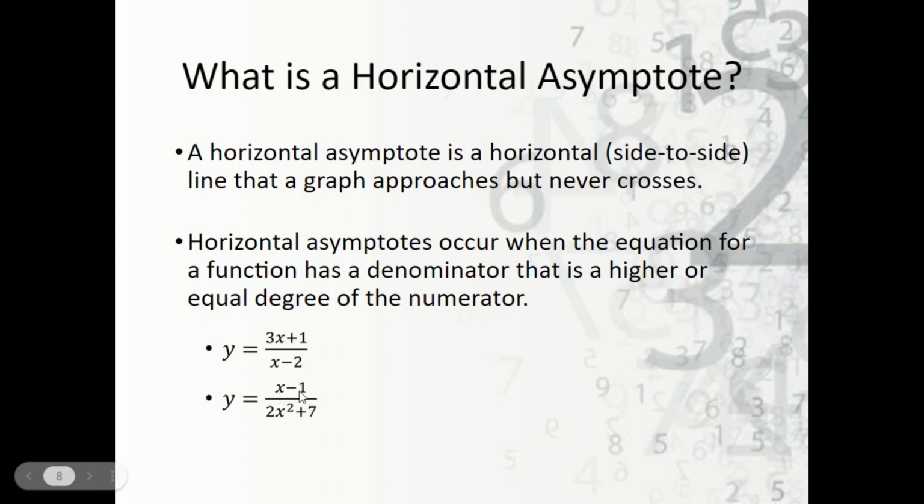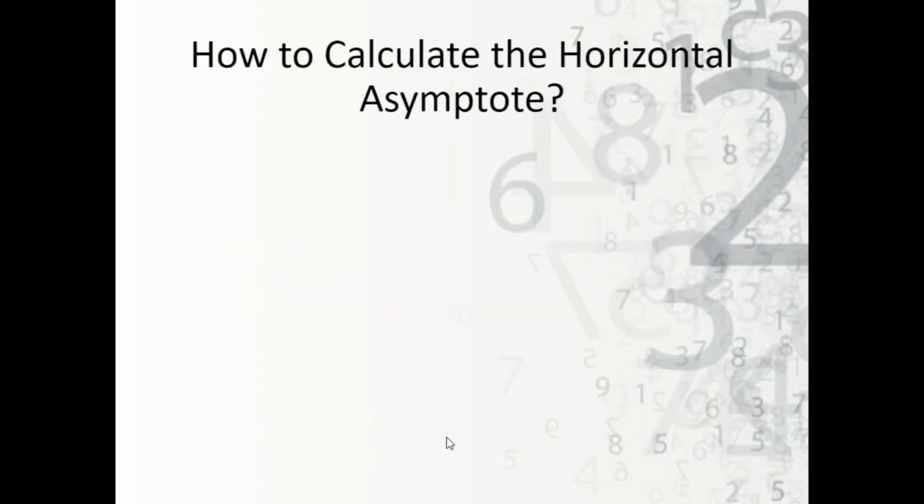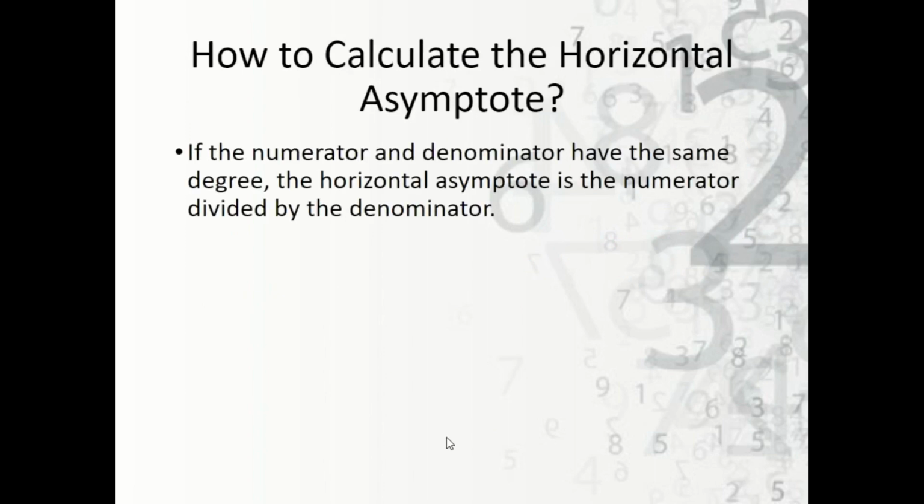Another example would be x minus 1 over 2x squared plus 7. Well, we can see that there's a higher degree down here, so we're going to have a horizontal asymptote. So how do we find the horizontal asymptote? If the numerator and denominator have the same degree, the horizontal asymptote is the numerator divided by the denominator. So for instance, 3x plus 1 over x minus 2. So we take the lead coefficients, 3 over 1 equals 3. So we're going to have a horizontal asymptote at y equals 3.